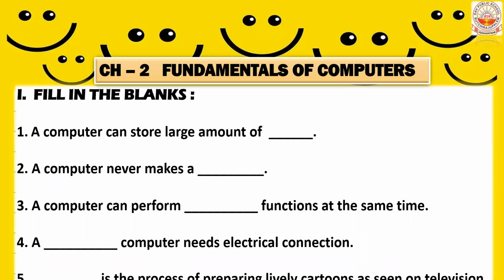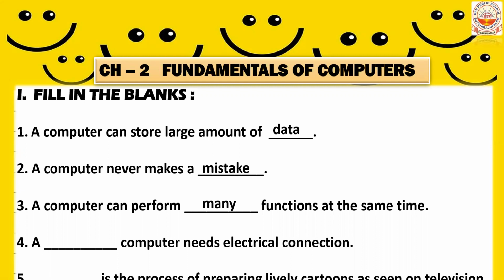So here, these are fill in the blanks. So can you tell me, children? A computer can store large amount of, what is the answer, children? Data. Very good. A computer never makes a mistake. So a computer will never make a mistake. Okay, children? A computer can perform dash functions at the same time. So what is the answer, children? It can perform many functions, isn't it, children?